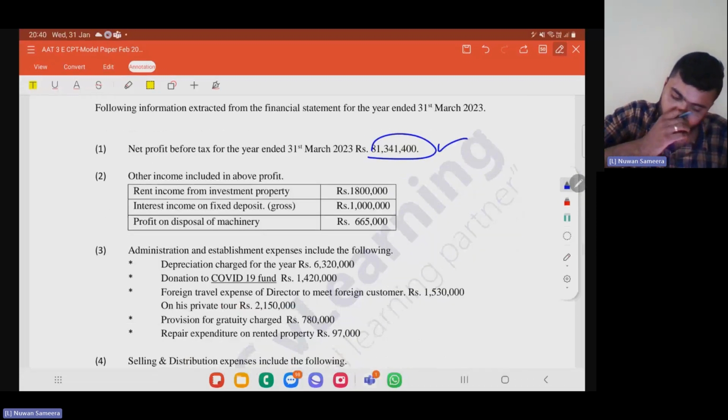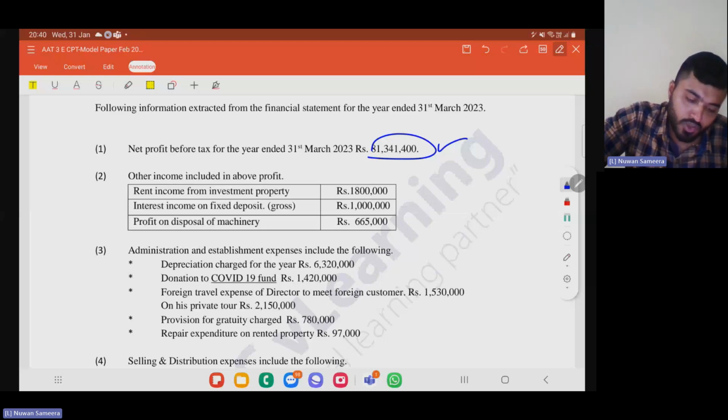The other income includes the above. Then when they calculate this 81,341.4, this income already included the rent income from investment property. So that is investment income. So interest income on FD, that is the gross, that is also investment income.